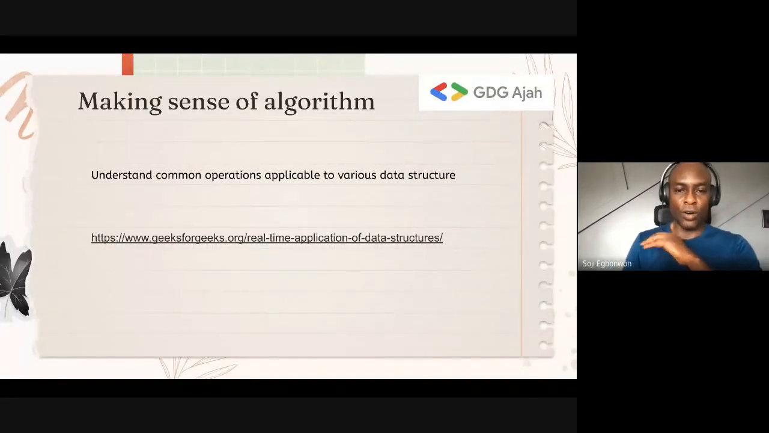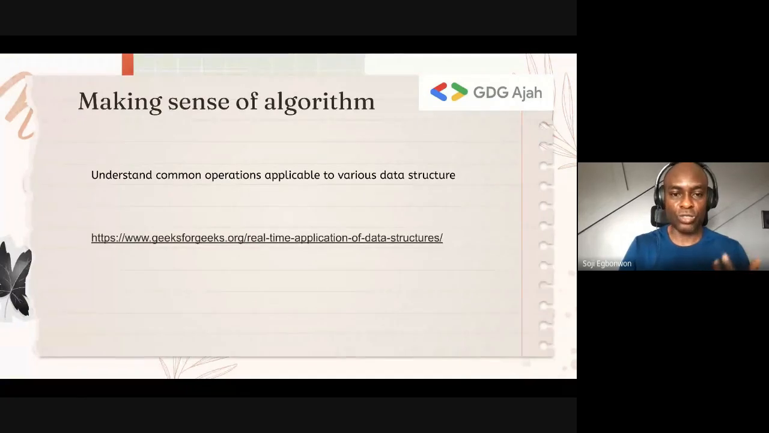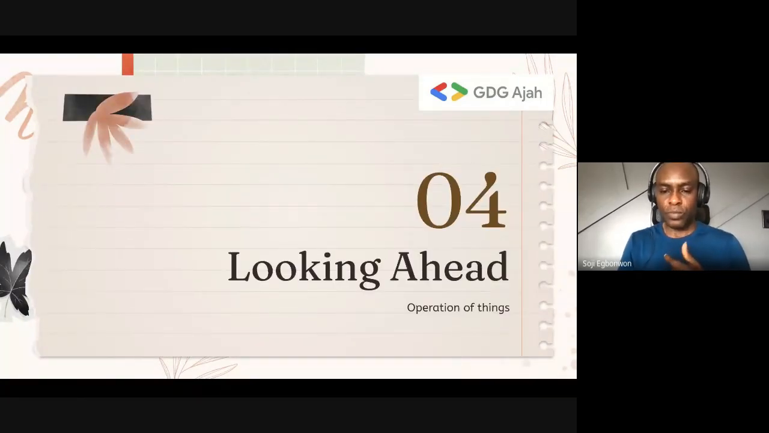Making sense of the algorithm. I've mentioned it, but I need to emphasize this. I put a link here that you can use as a reference to understand common operations applicable to various data structures. I think I have it open here. So, real life applications of data structures and algorithms. You see it in this link. It talks about stack, queue, tree, and what kind of applications you can build with them. So it's something for you to reference after this topic, just to see what you should expect.